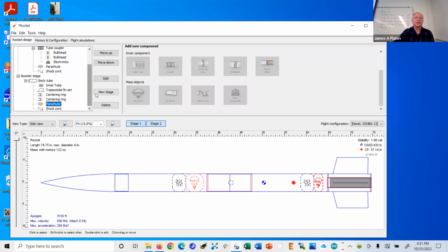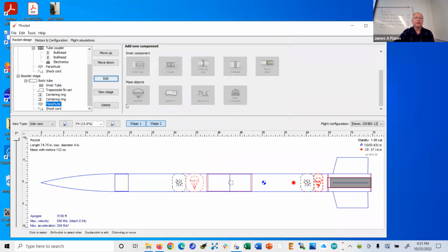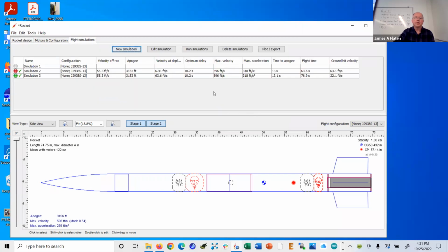Let me go back to this parachute, edit this parachute, deploys at apogee. I'm a little surprised by that. Anyway, well, hey, I got some work to do. That's okay. Basically, it tells me an optimum delay of about 10 seconds and maximum acceleration, time to apogee, things like that. Hit the ground velocity 22.